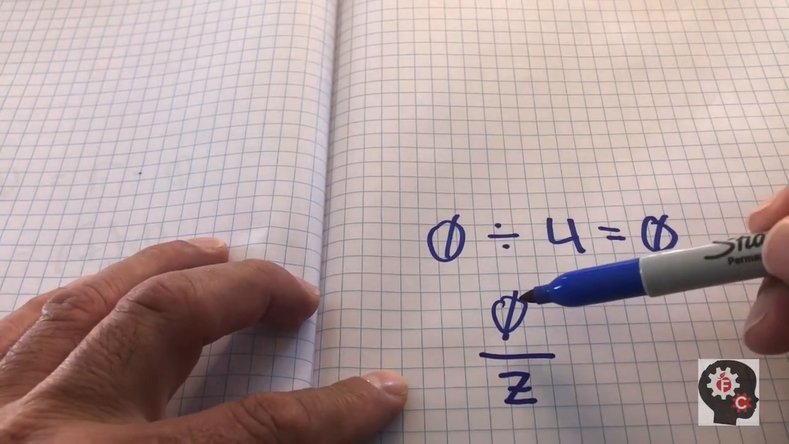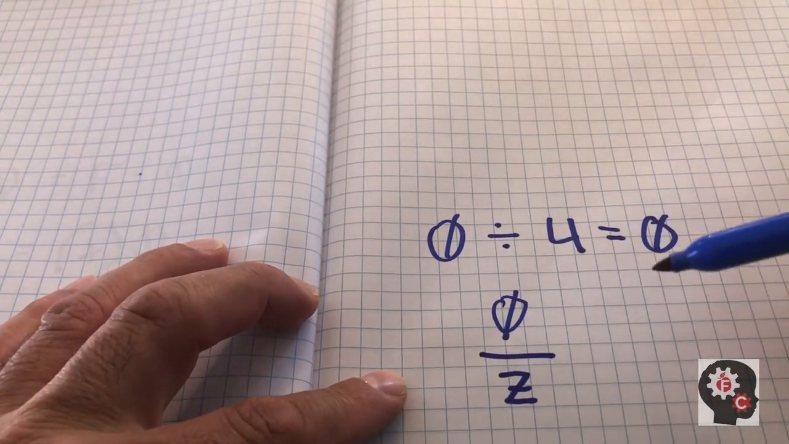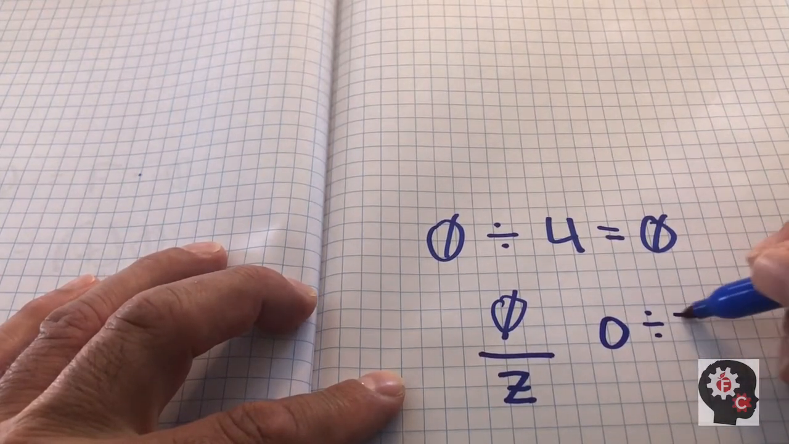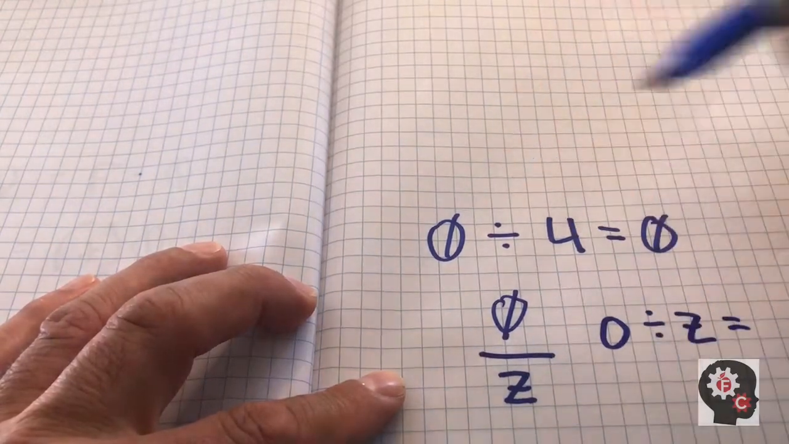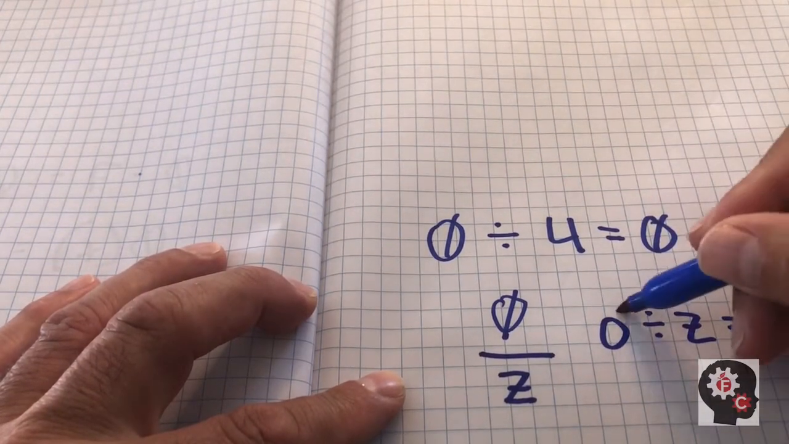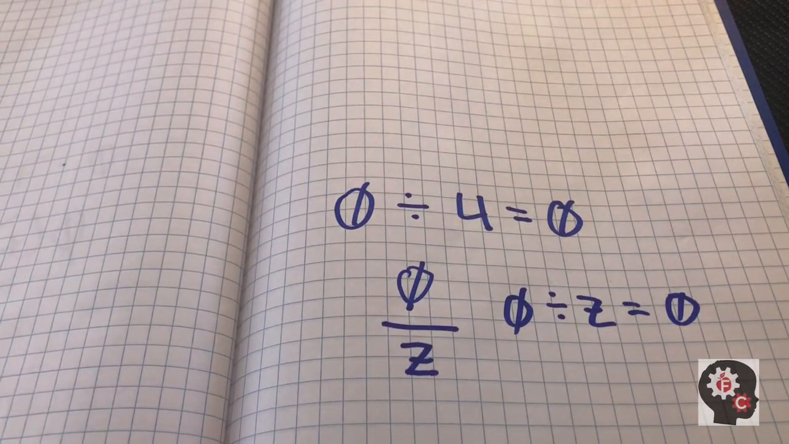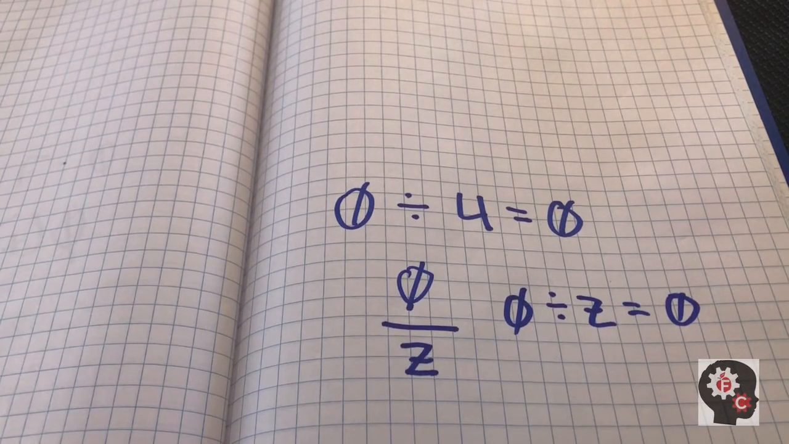That means we're taking 0 divided by z. Another way to write that would be 0 divided by z. Well, it's the same thing. You can't divide into 0, so it becomes 0. Make sense? There you go. Multiplication and division are the same way.